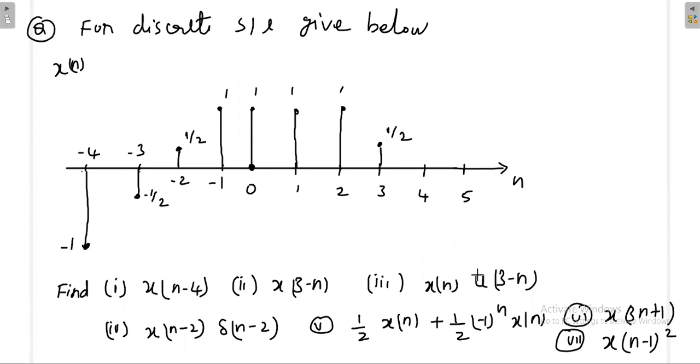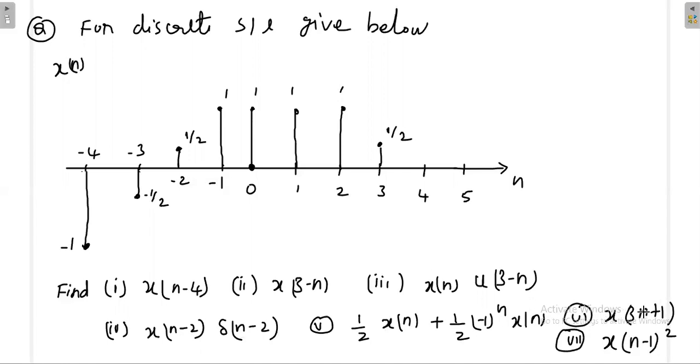Here x of n is multiplied with the standard signal u of 3 minus n. We know what u of n is. From that we have to calculate u of 3 minus n, then multiply with x of n. Then the shifted version of x of n has to be multiplied with the discrete impulse present at n equal to 2. Then the mathematical operation 1 by 2 x of n plus 1 by 2 minus 1 power n x of n, and then x of 3n plus 1, and then x of n minus 1 whole square.